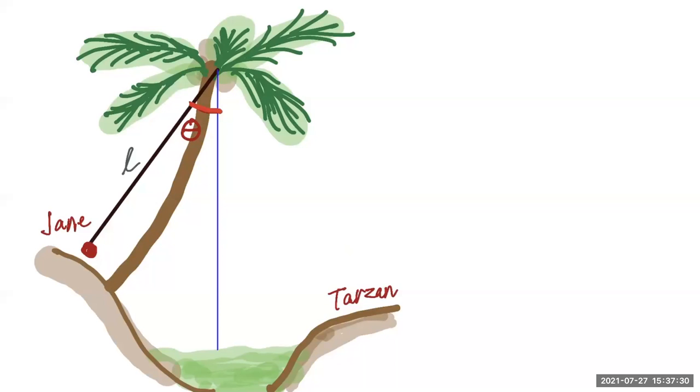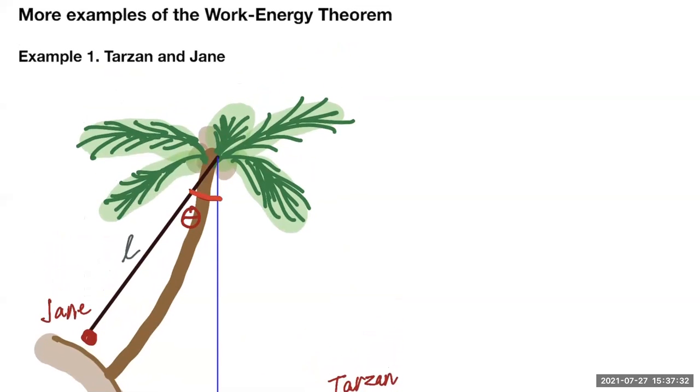So now we're going to look at some more examples of the work energy theorem. In a previous lecture, we looked at cases where the work energy theorem alone can solve problems. But sometimes, as we know, that is not enough. We need to combine both the work energy theorem and Newton's second law in order to solve certain problems.